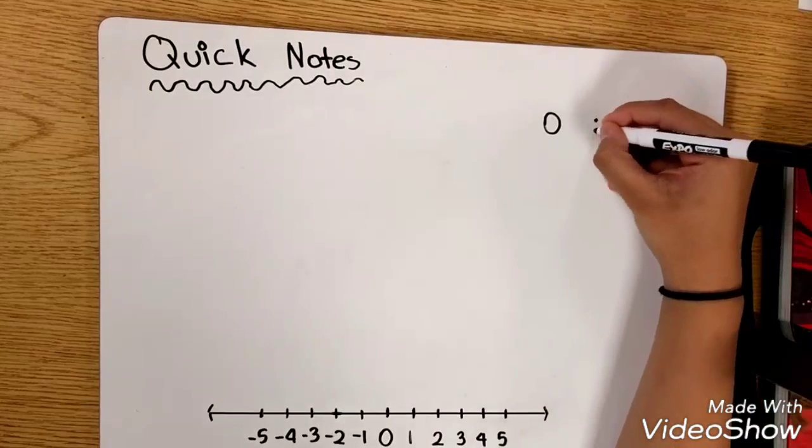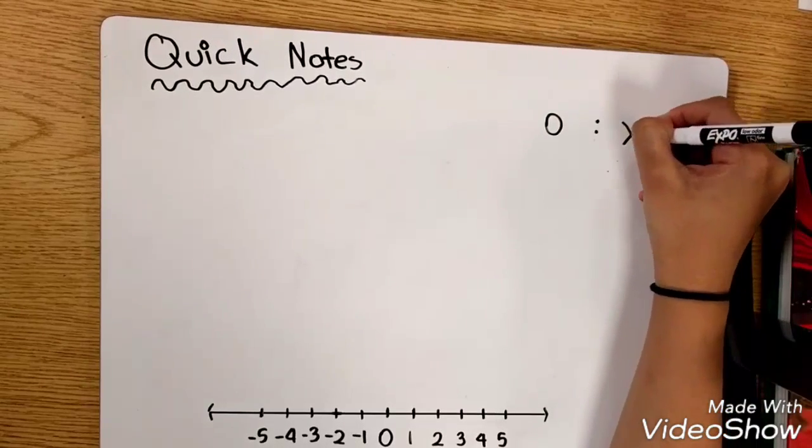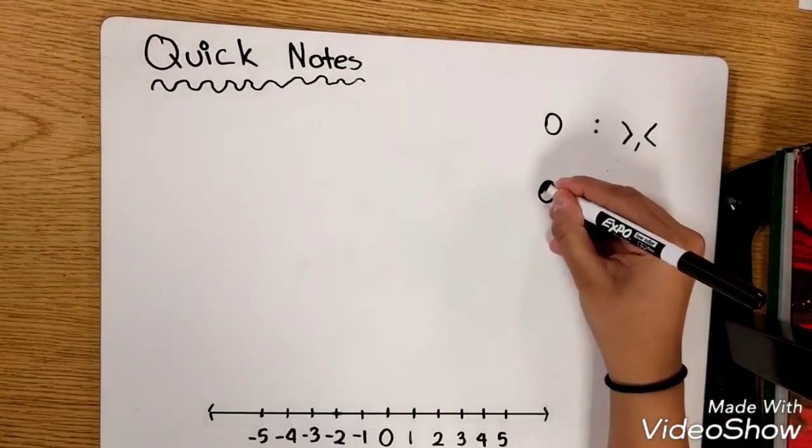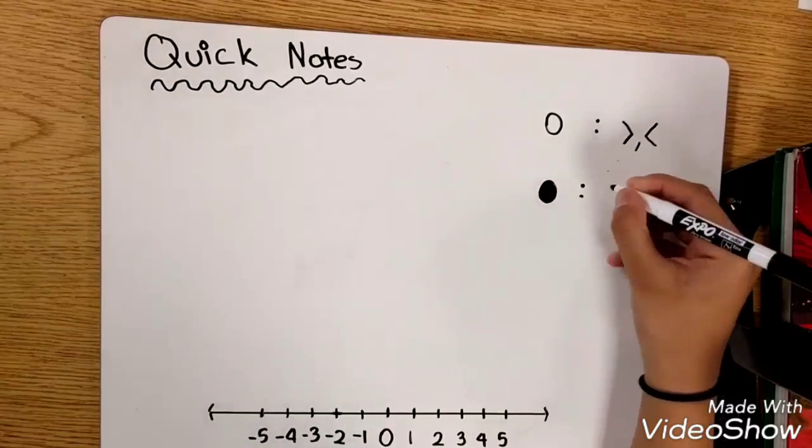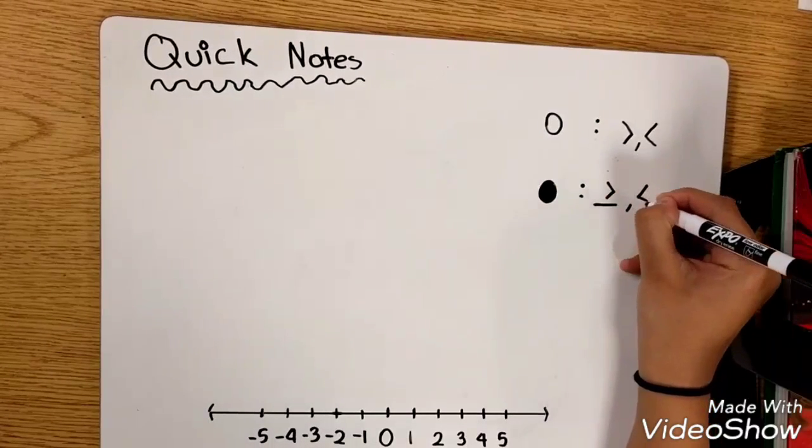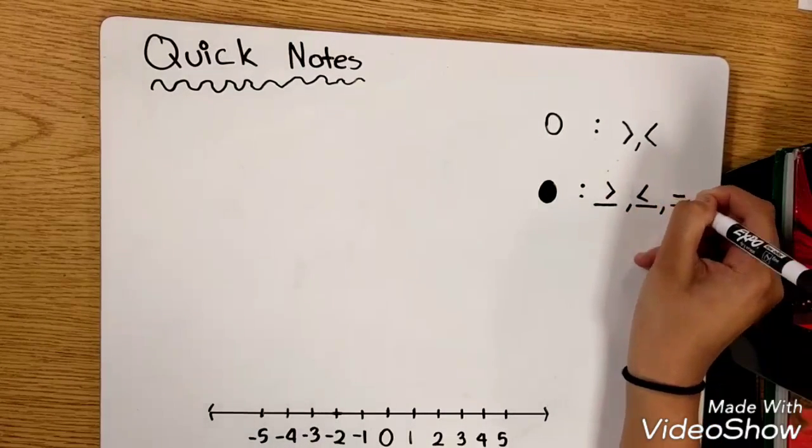When graphing, an open dot is used when you refer to greater than or less than signs. Meanwhile, a closed dot is used when it's greater than or equal to, less than or equal to, or just plain equal.